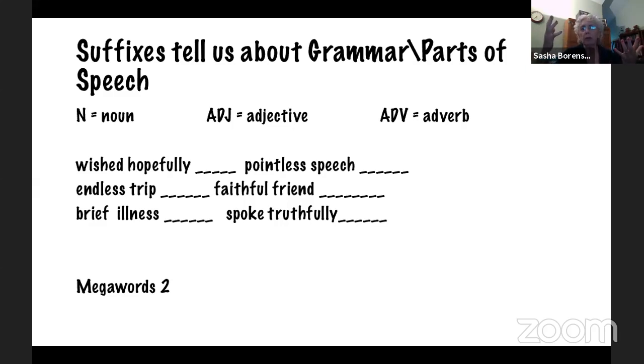Faithful, is that an adjective or is it an adverb? It is an adjective. And is it an inflectional or a derivational suffix? It's derivational. And this is from Megawords 2. And I own all of the Megawords books, okay? Because you can get them for pennies on the dollar used on Amazon and stuff. And they have lots and lots of good multi-syllable stuff with them, okay?